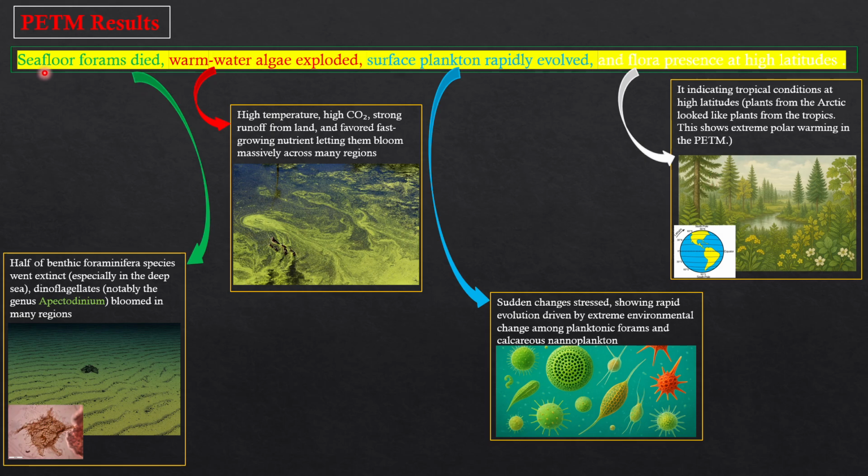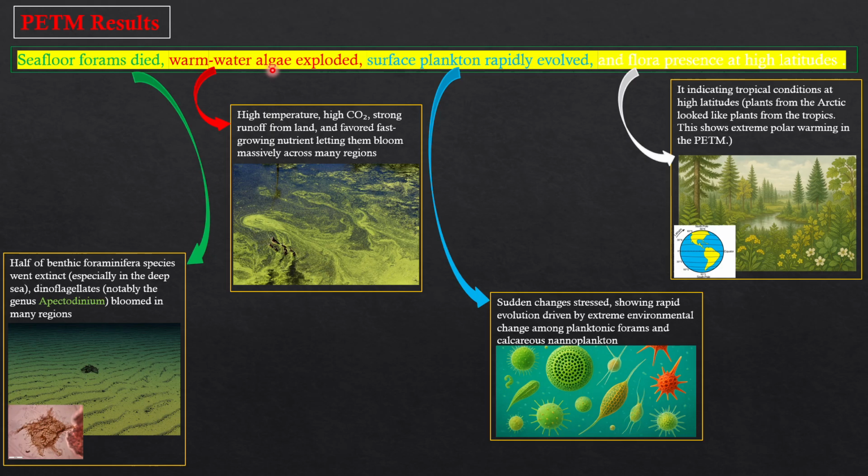So the PETM results: first, the seafloor dies. Among the benthic foraminifera, some evolved and some went extinct, and the main thing is dinoflagellates, in which Apectodinium is abundant because the influx from the land is too much.